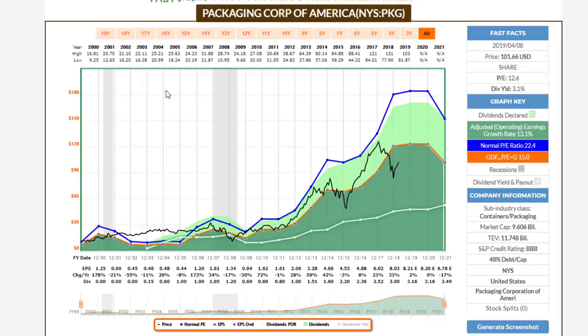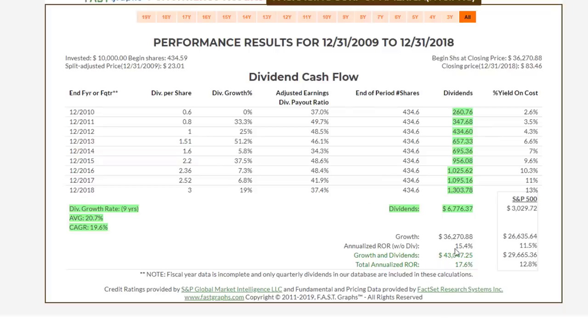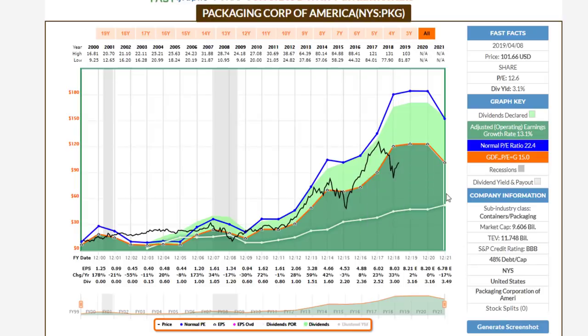Here's Packaging Corp of America. I'm not as crazy about this one, but the statistics look good. A 12.6 blended PE, 3.1% dividend yield, less than 50% debt. It has a decent dividend record since coming out of the recession, although they did cut the dividend in half during the Great Recession. If I look at long-term performance, once again, we have outperformance of the market. Once again, considering that this stock is currently undervalued, the market's overvalued.